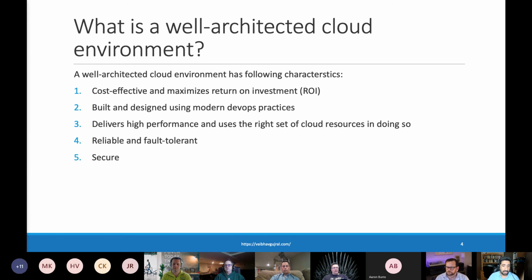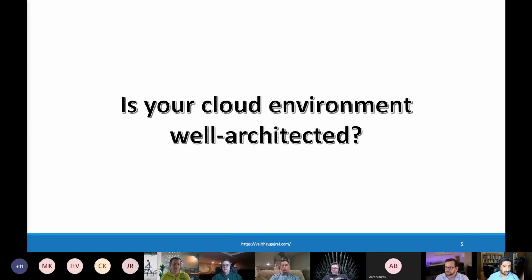So if you have got an idea of what a well-architected cloud environment might look like, I'll go back to my question and ask it again. Is your cloud environment cost effective? Is it reliable? Is it secure? Does it offer high performance? Is it built and designed using modern DevOps practices? Don't worry if you can't answer right away, or if your answer is no, because that's true for most organizations.